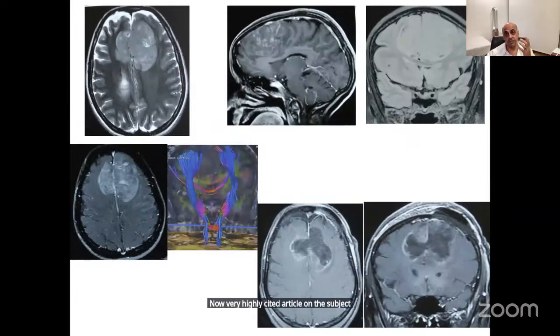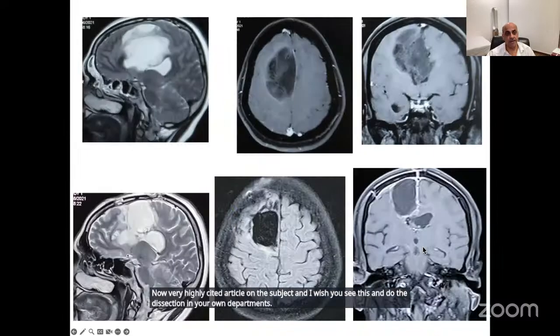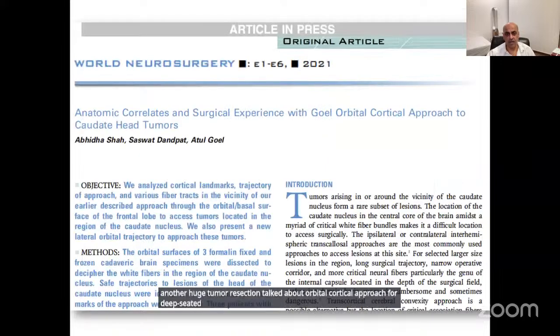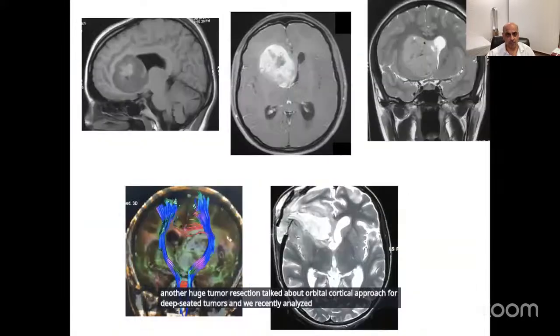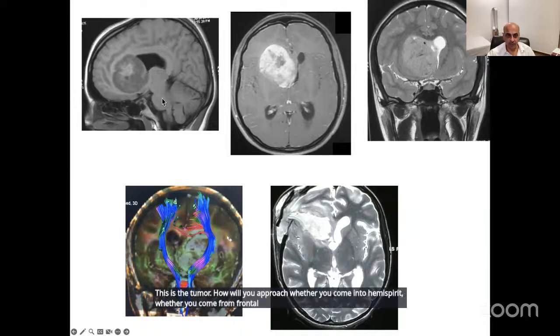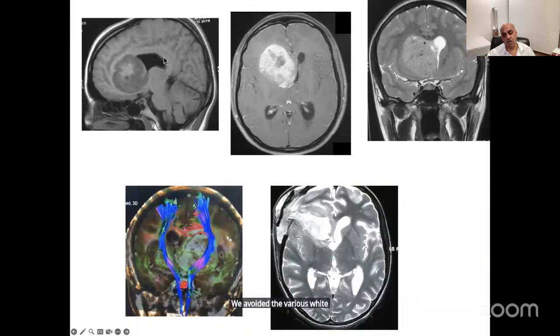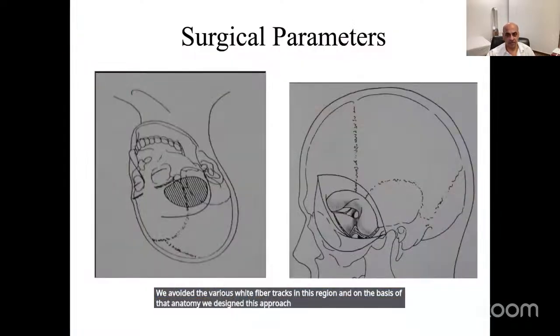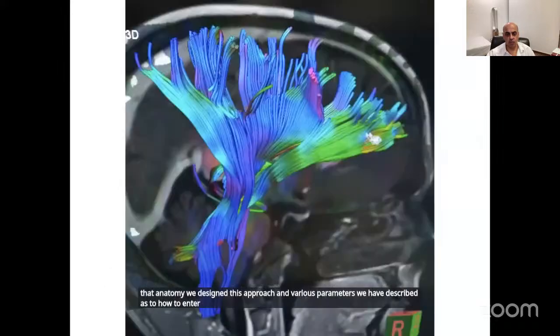I wish you see this and do the dissection in your own departments. And this is the tumor resection. This is another huge tumor resection. We talked about the transorbital cortical approach for deep-seated tumors, and we recently analyzed the anatomy of this approach. This is the tumor. How will you approach? Whether you come interhemispheric, whether you come from frontal, we use the transorbital cortex approach. We avoided the various white fiber tracts in this region, and on the basis of that anatomy, we designed this approach, and various parameters we have described as to how to enter and how to resect.